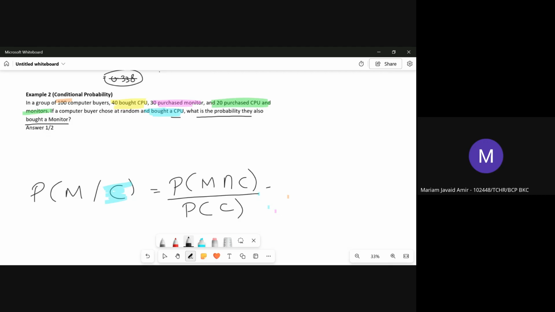Okay, so that would be monitor and CPU, we first need to find the probability. So 20 people have bought both a monitor and a CPU, so we have to write its probability. Probability will be 20/100. We can do the working here as well, or directly here, but I'm doing it earlier. So 20 upon 100 is 1 by 5. So numerator is 1 by 5.